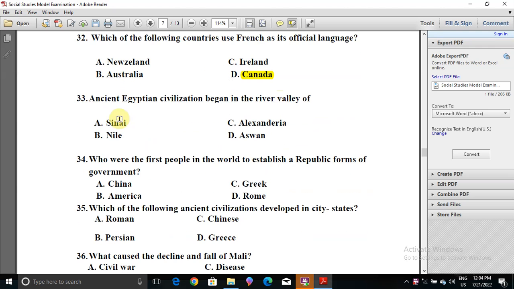Okay, now question number 33. Ancient Egyptian civilization began in the river valley of what? Sinai, Nile, Alexandria, or Aswan? The correct answer will be Nile.